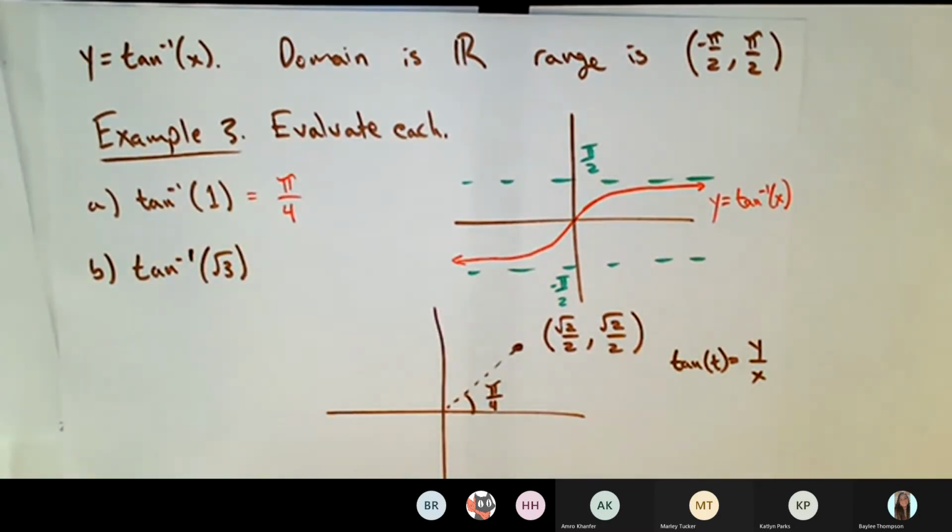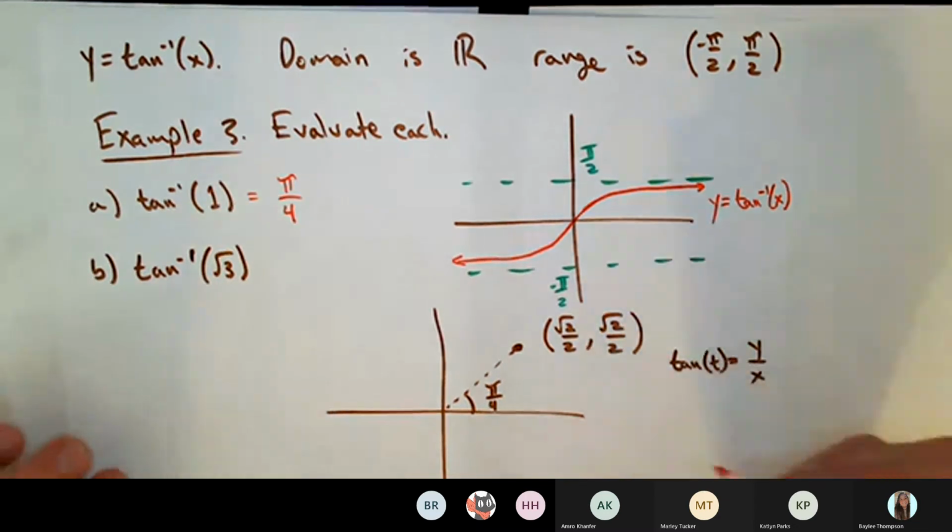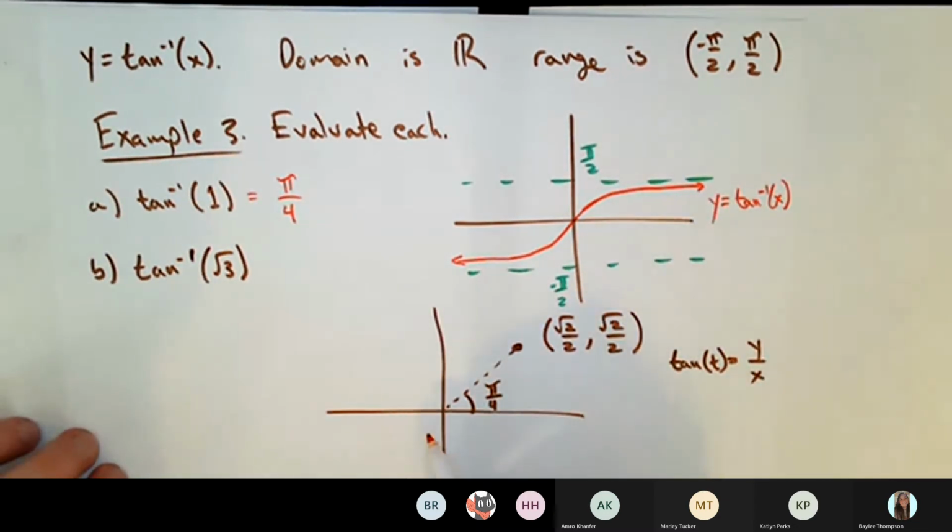What about tangent inverse of square root of 3? So what should you be thinking here? You should be thinking of some angle that gives outputs probably with a square root of 3 involved, right? So that when you stack y over x, you get just the square root of 3. So I'm thinking maybe the square root of 3 over 2 comma 1 over 2, which is a pi on 6 angle, right?